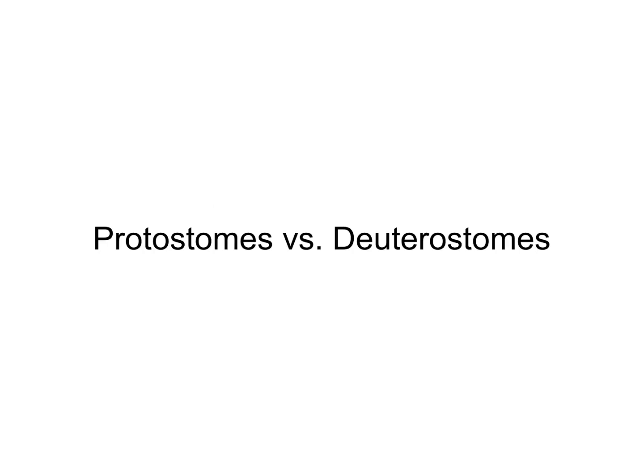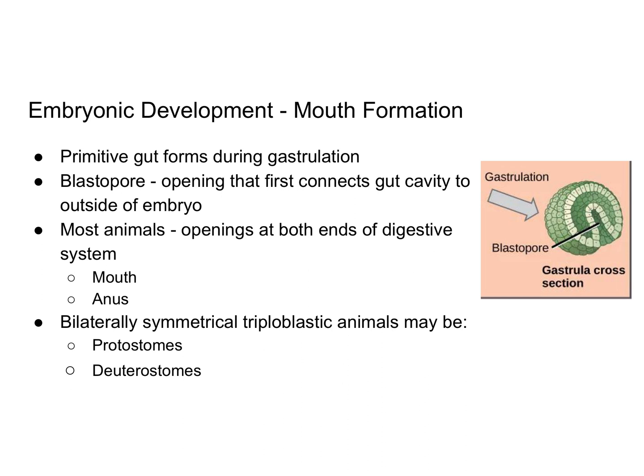In this video, we're going to talk about the difference between protostomes and deuterostomes. If you remember from the embryonic development video, after the blastula formed, gastrulation happens. And you can see that on this picture here, where part of the blastula is starting to pinch in. And this pinching in is forming a structure that will ultimately turn into the gut or the digestive tract.